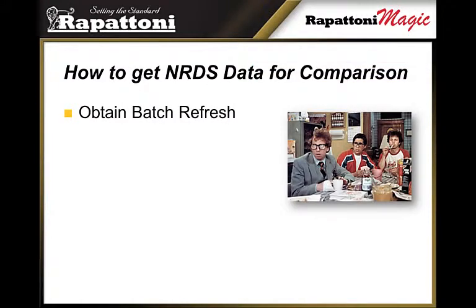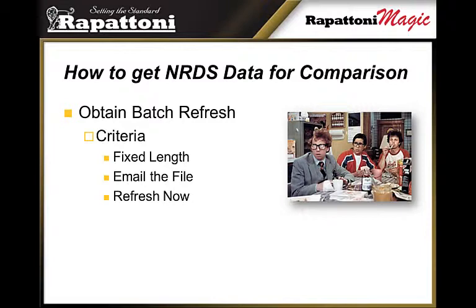So let's summarize. How do you get the NRDS data for comparison? You need to obtain a batch refresh. Your criteria needs to be very specific so we can process the file. The file needs to be fixed length. You'll select email the file, then refresh now.